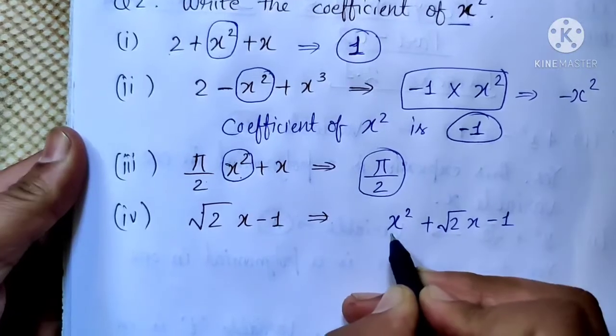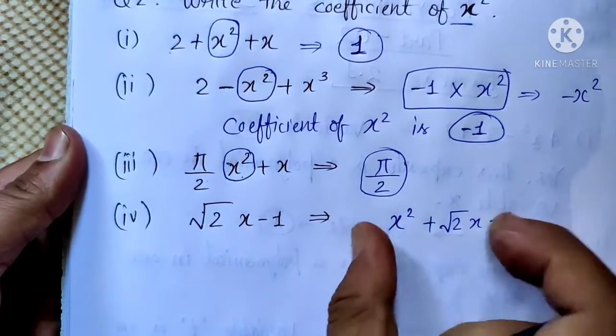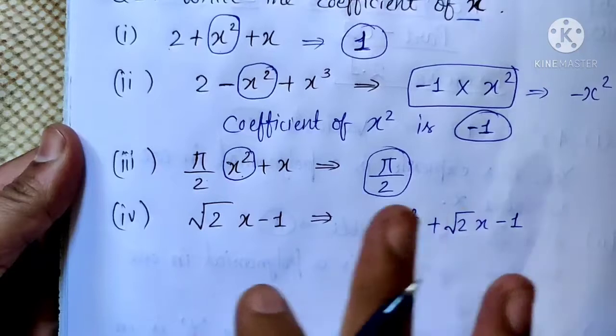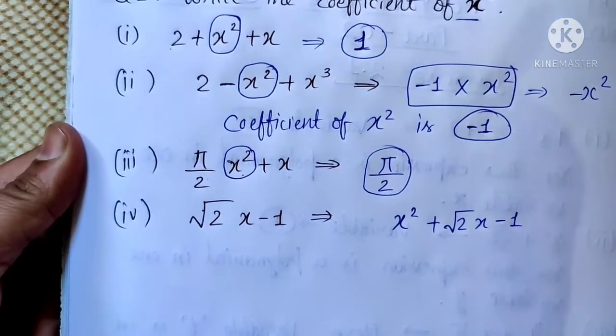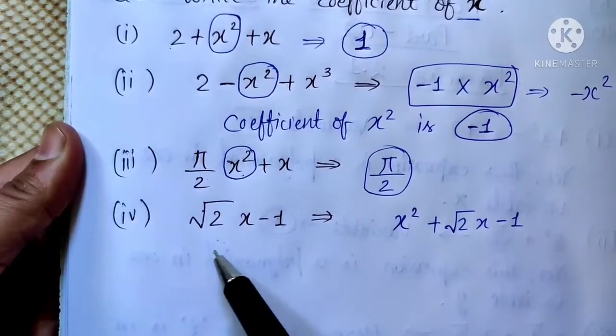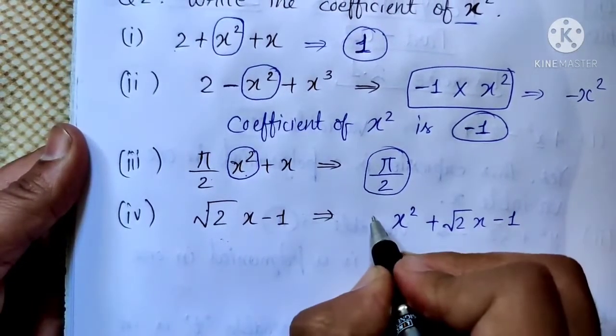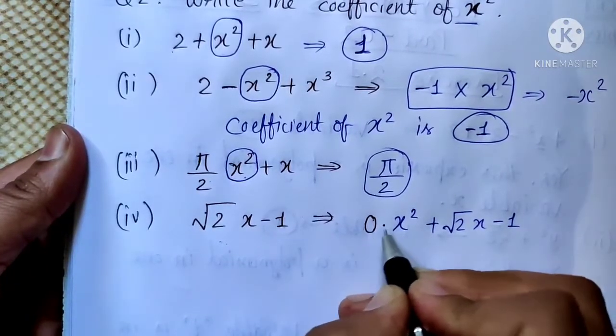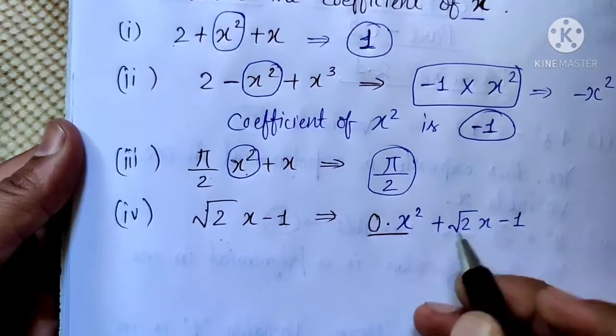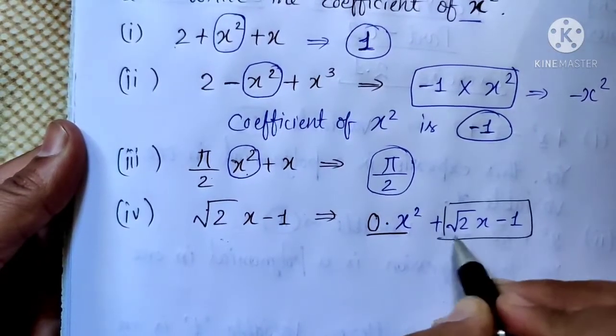But if we write root x square in the front, it will change the equation. So we don't want to change the equation. By which number should we multiply x square so that the equation remains in its original form? We multiply by 0. 0 multiplied by x square becomes 0 only, so it again comes in its original form, that is root 2x minus 1.